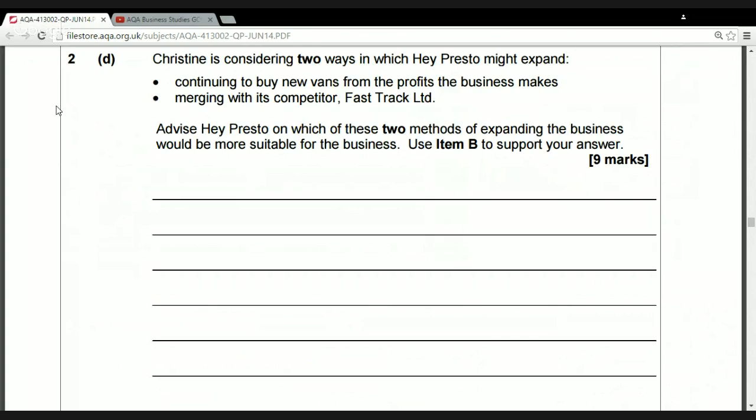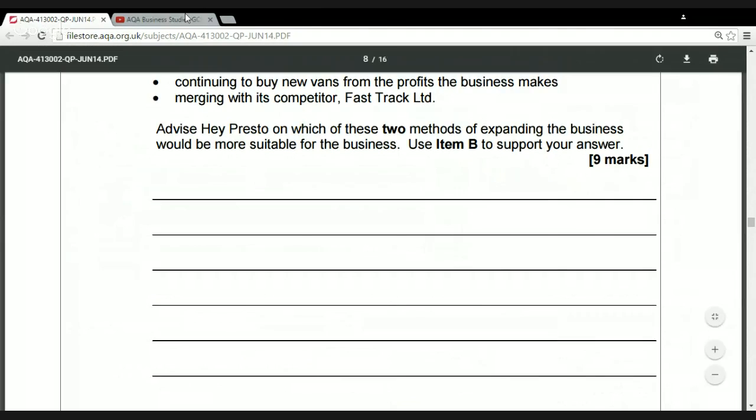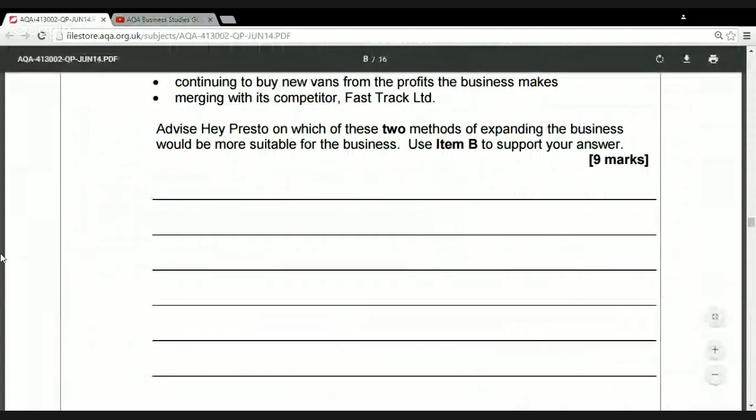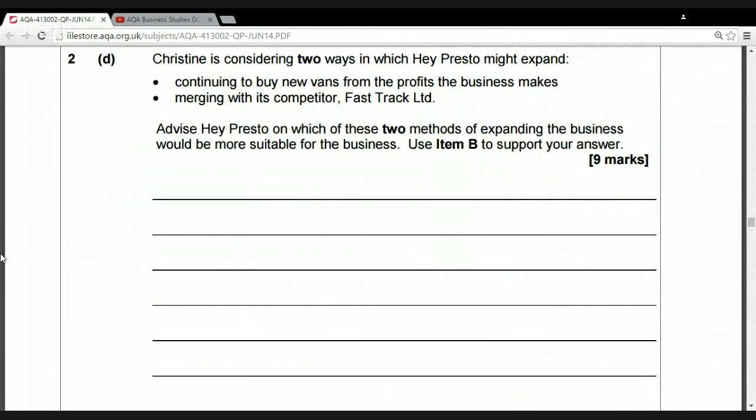I would go with, do they have sufficient finance? I'd say HP would need loads of money, and they do not have the finance organically, they don't have the finance to expand organically. So why shouldn't they just go into the merger? If you use that argument, you could be pushed up to a level 3.